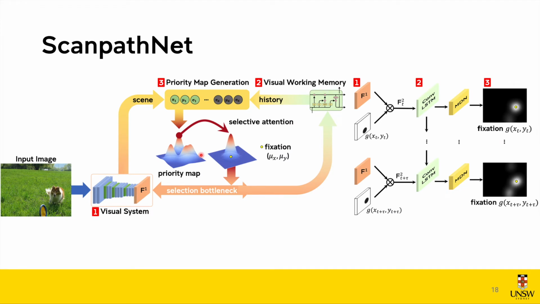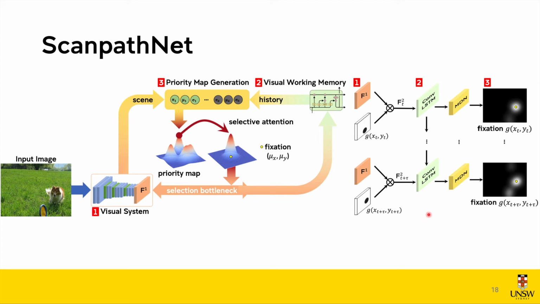Now our ScanpathNet follows, or is inspired by, the guided search strategy. As a result, we have a visual system, so information from the world is encoded using convolutional neural networks, and a part of the information is encoded into the visual awareness. And then there's also a selection bottleneck that happens, and the history is encoded using convolutional LSTMs. The scene information and the historical information are combined using mixture density networks to generate a probability distribution. And the peaks of that probability distribution are where attention is allocated.